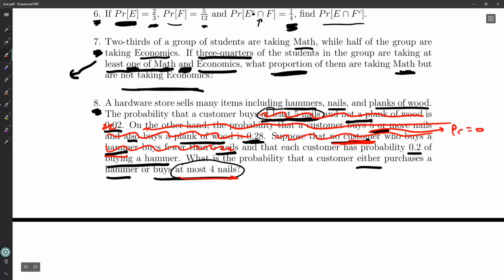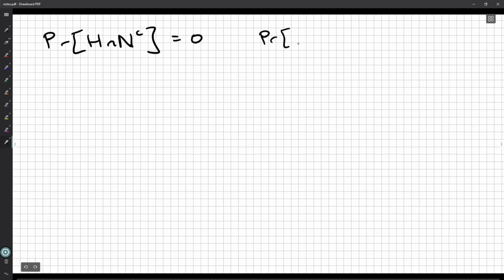And now what else have we got? Each customer has a probability of 0.2 of buying a hammer. So no extra attachments. They're not telling me about planks of wood and hammer or anything like that. The probability of buying a hammer is 0.2.